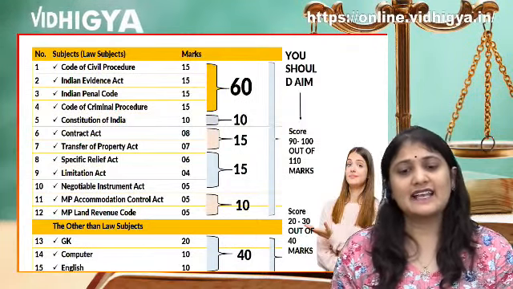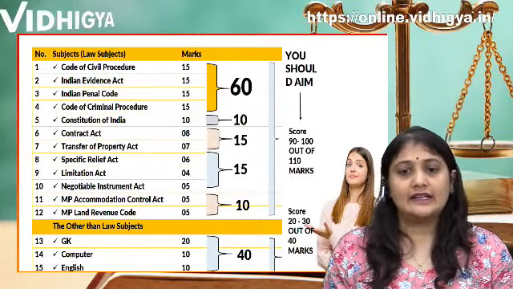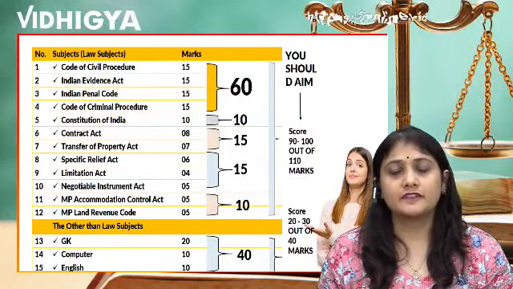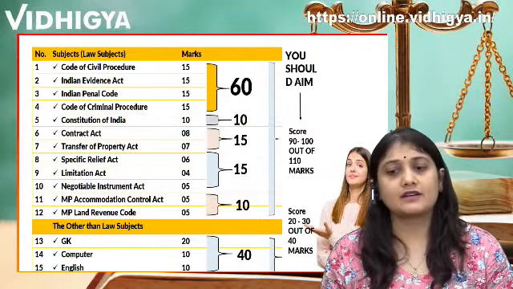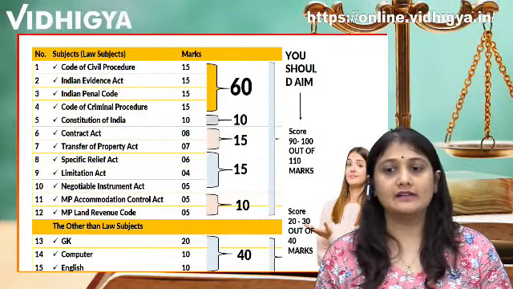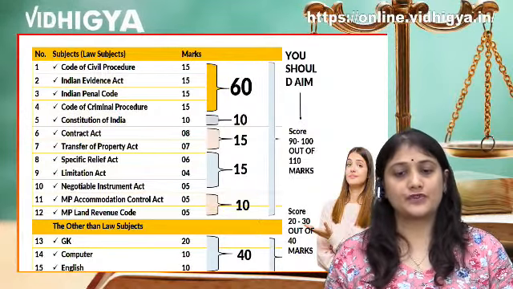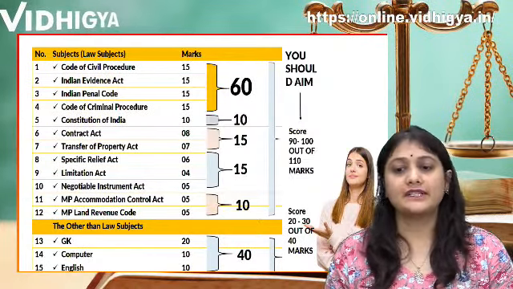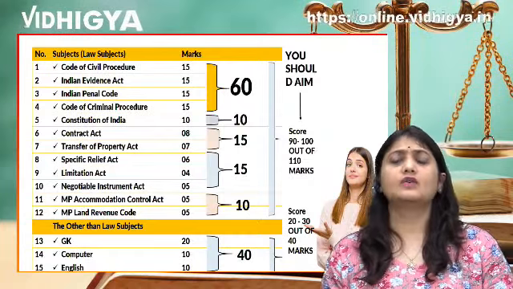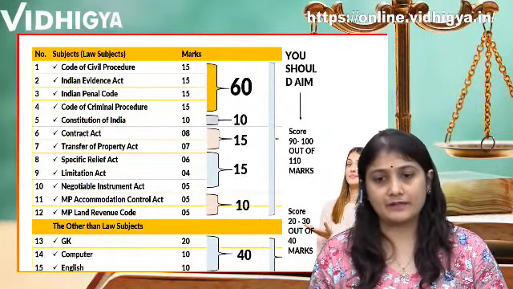Now, you see the second part. There is the Constitution of India, on the fifth point. It counts for 10 marks of yours. Quite a big deal, huh? And then the Indian Contract Act and Transfer of Property Act. Together, they count for 15 marks in your paper.